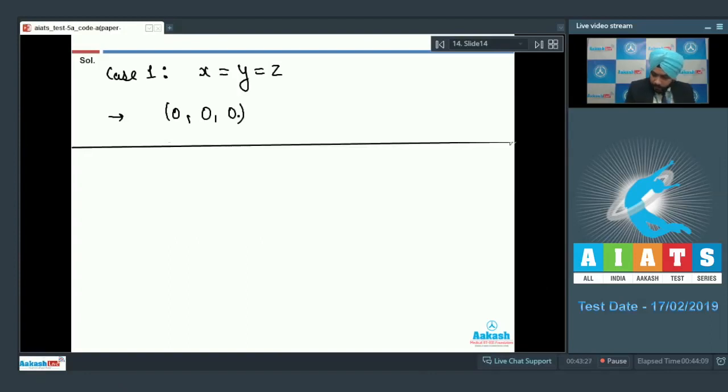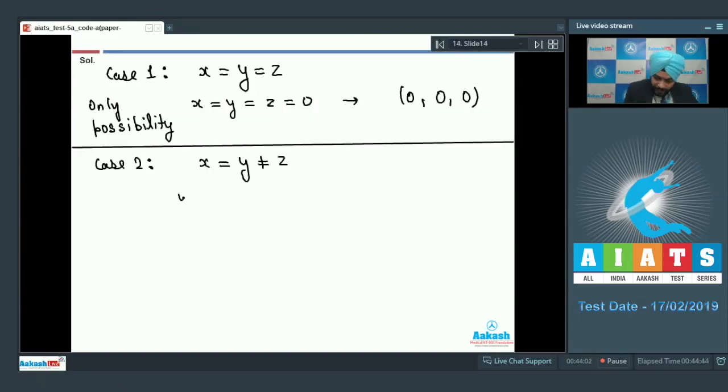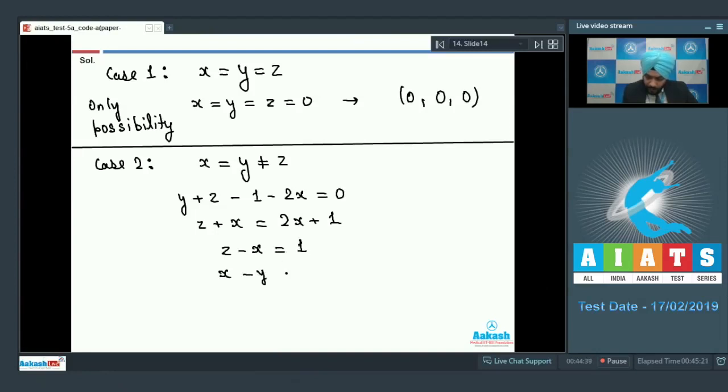Talking about the other case, when the first bracket is not 0, when x equals y but not equal to z, that means y minus z is non-zero, x minus y is 0, x minus z again non-zero. So we have y plus z minus 1 minus 2x equals 0. x is equal to y already, so we have z plus x equal to 2x plus 1, which gives you z minus x equals 1. Obviously, we have x minus y equals 0 because I have taken x equal to y. Further, if z minus x is 1, that means z minus y is also 1, that means y minus z is minus 1.